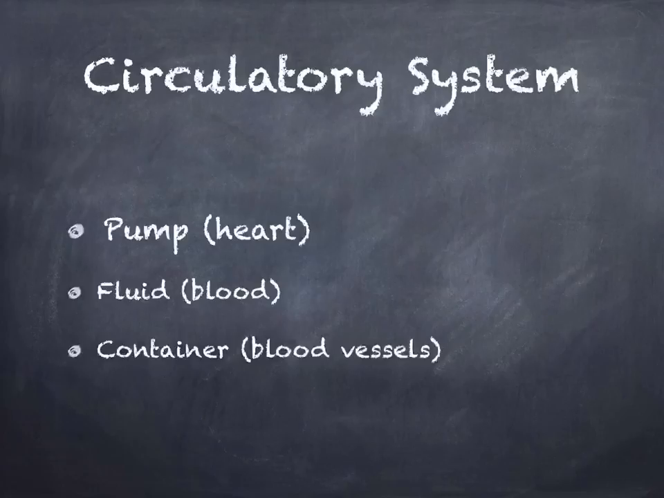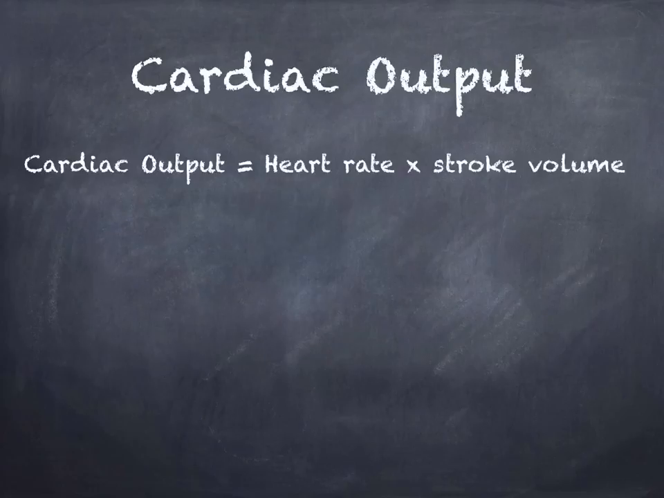This all happens in the circulatory system, and for the circulatory system to work, we need three components. We need a pump, which is the heart, we need the fluid, which is our blood, and we need the pipes that they run through, or a container, and those are our blood vessels. Let's talk about the heart first.